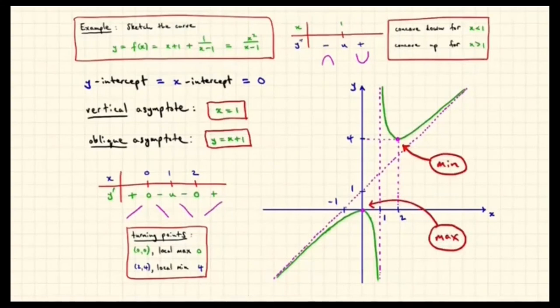Notice how, by contrast with the previous example, the curve gets closer and closer to the oblique asymptote from above as we move to the right, and from below as we move to the left.